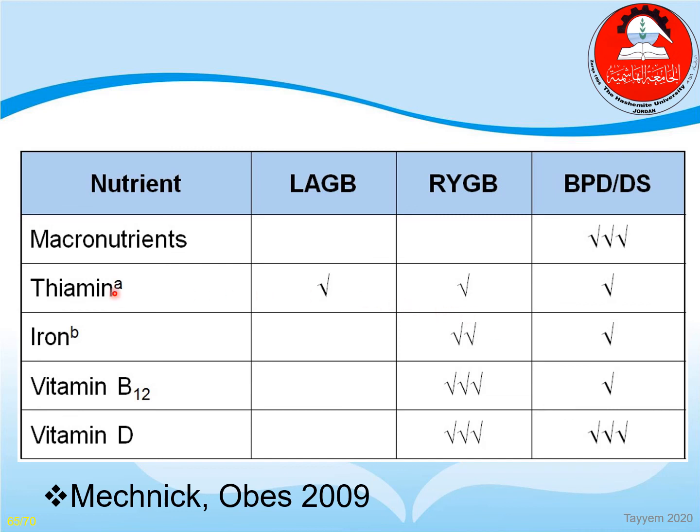You can see that thiamine deficiency can happen with any type of bariatric surgery, such as the gastric band, gastric bypass, biliopancreatic diversion, or duodenal switch. Macronutrient deficiency usually happens with the duodenal switch and biliopancreatic diversion, and the least common to have micronutrient deficiency is the laparoscopic adjustable gastric band.